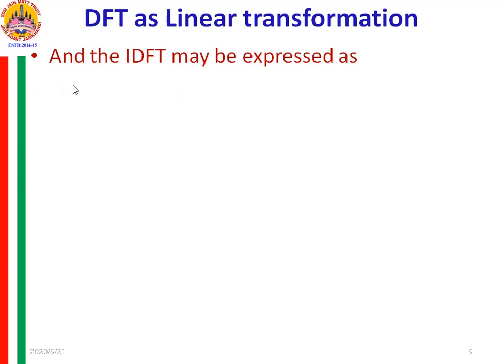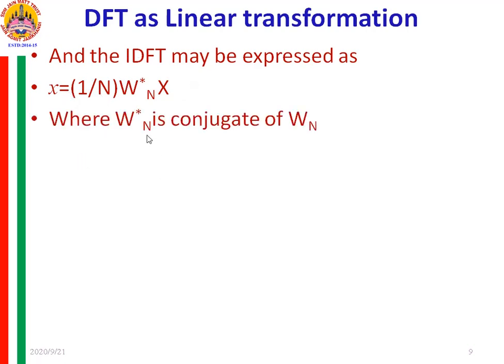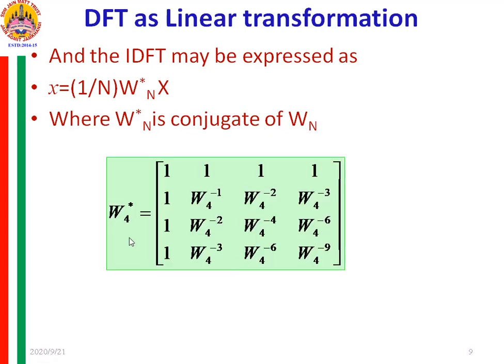Similarly, the same approach you can find out the IDFT from the vector of capital X, Xk, and you have to take the conjugate of this W. So the W matrix you have to take in conjugate. Once you multiply this all together, then you have to divide this product by 1 by N. So W conjugate of N is the conjugate of WN. So the conjugate of W4 is written here.